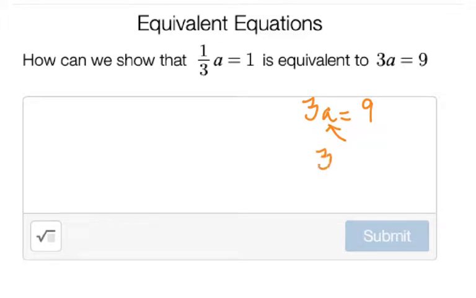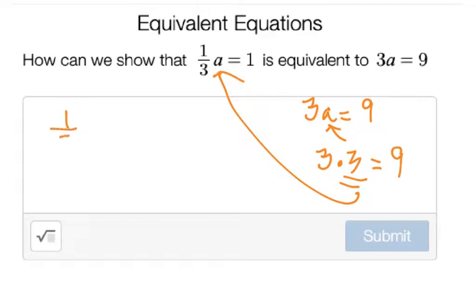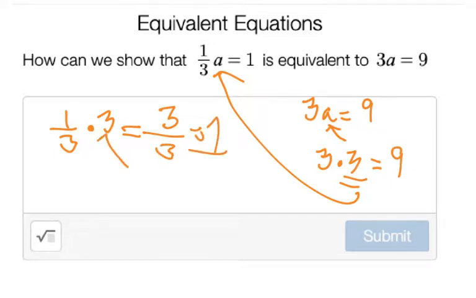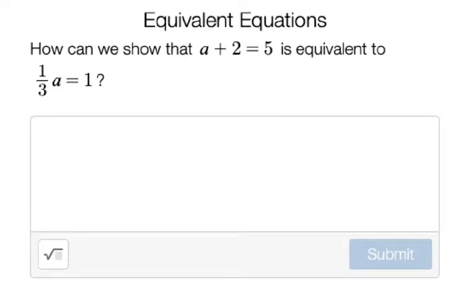Well, if I multiply 3 times 3 is equal to 9, that means that's got to work right there. So 1/3 times 3 is equal to 3/3, which is equal to 1. Therefore, A in both cases was equal to 3. So it worked in both. Moving on and looking at the next one.